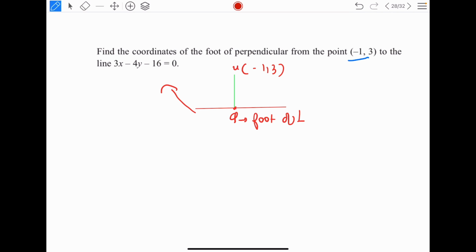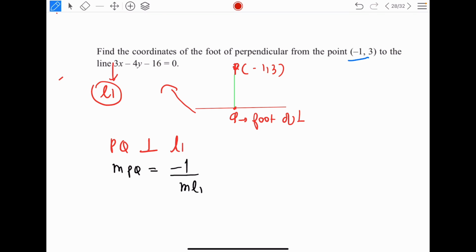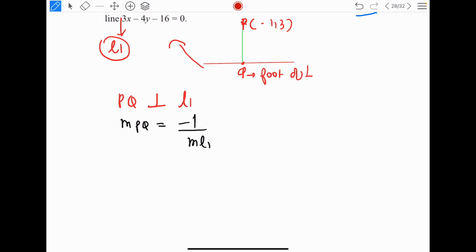Now try to understand. We'll take it as P, and PQ is perpendicular to the line, that means perpendicular to line L1. Now you know for perpendicular cases, what is the condition on slope? The slope of PQ is equal to -1 upon the slope of line L1. Let's find the slope. You'll understand the procedure once we complete it.